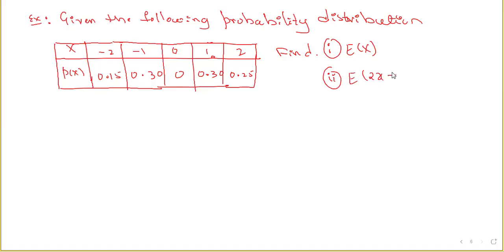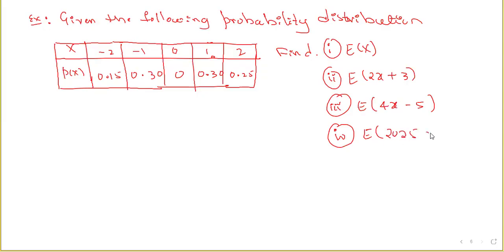third one, expected value of 4x minus 5, fourth one, expected value of 2025x, and the last one, expected value of x square, right? Expected value of x square.